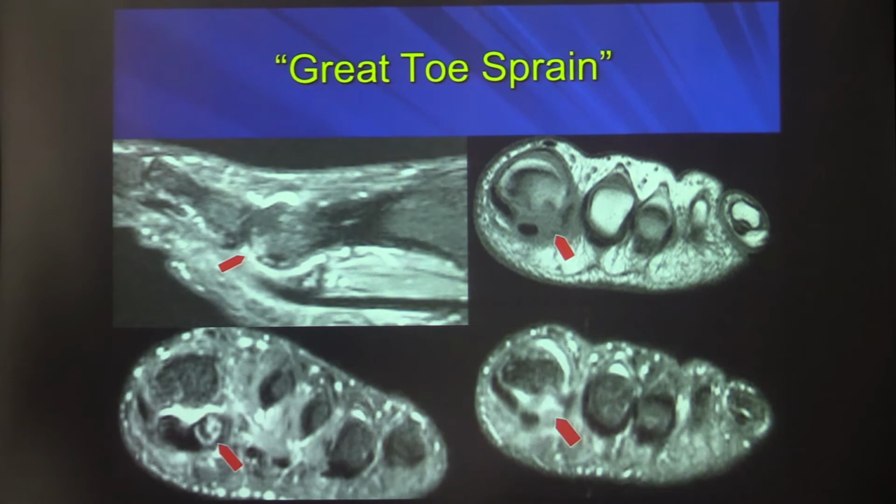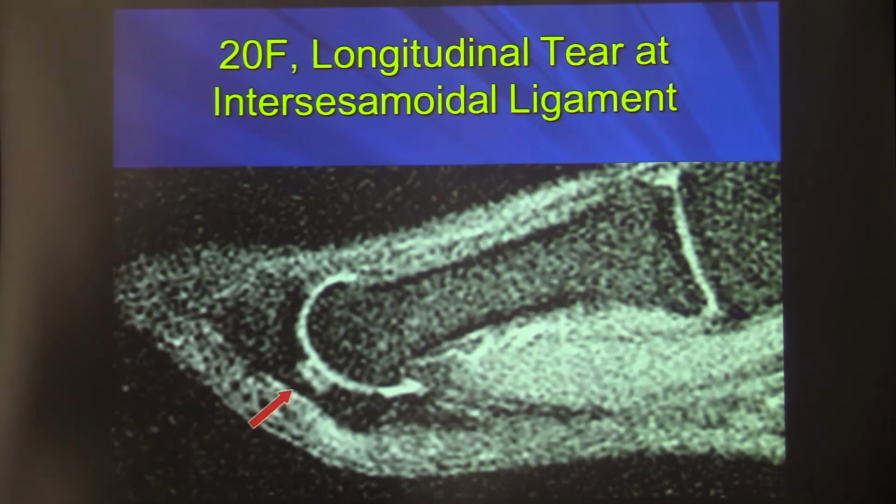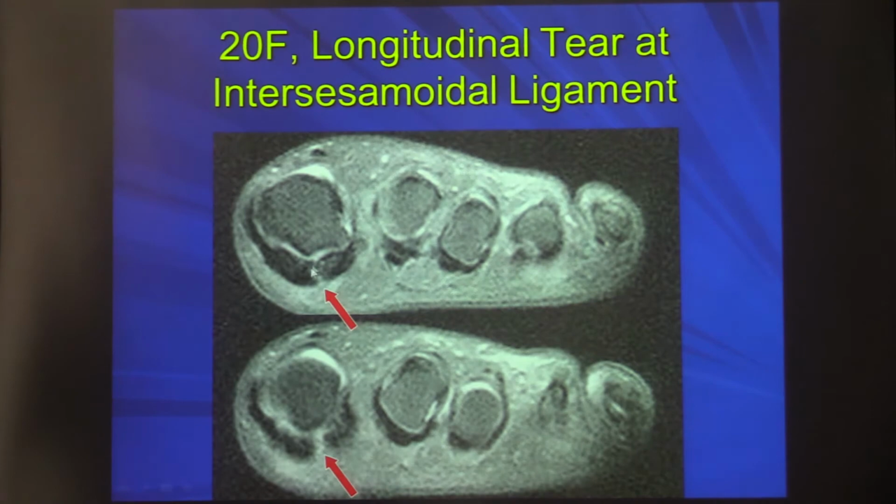We can see concomitant chondral injuries in great toe sprain, as you can see here. Sesamoid contusions, as you can see here, and here on short axis, again, the soft tissue component. Here's an unusual case, a 20-year-old with a longitudinal tear at the intersesamoidal ligament. And here we can see that there is a cleft in the sagittal plane at the margin of the intersesamoidal ligament, again, a less common pattern.